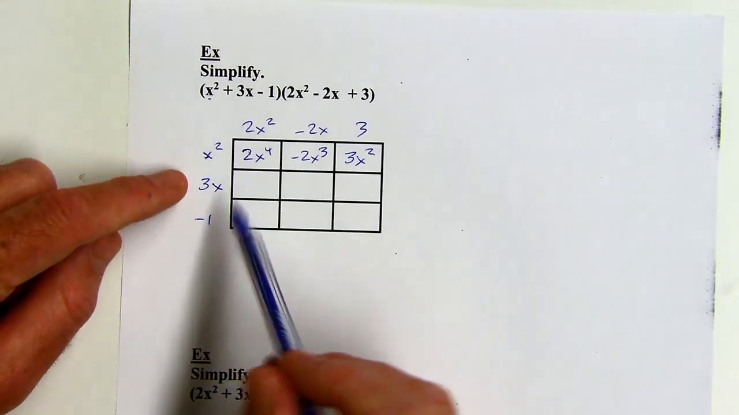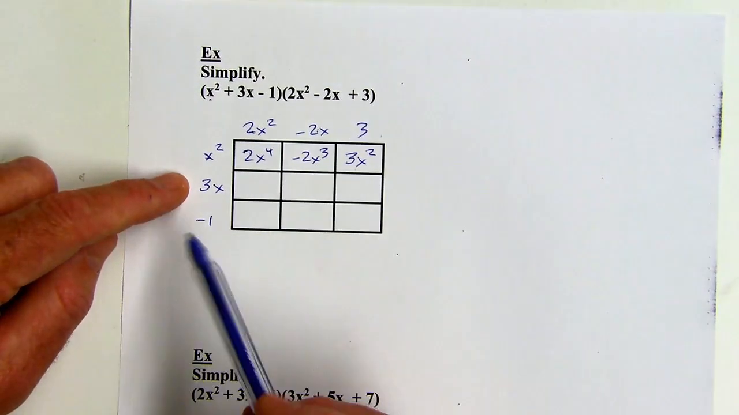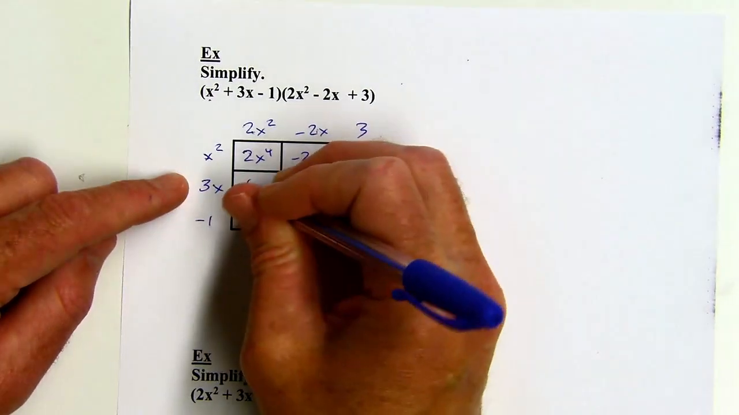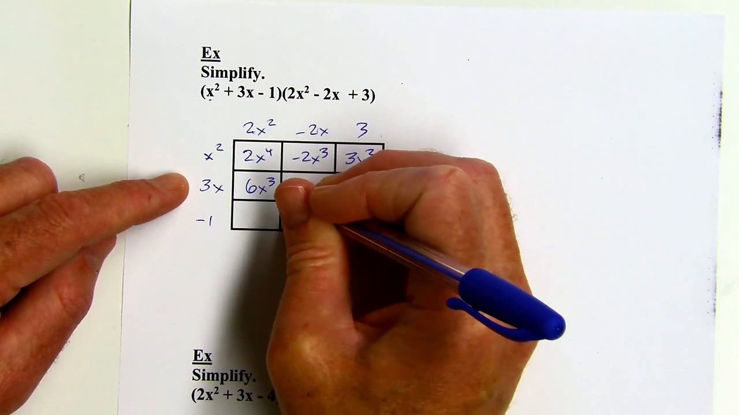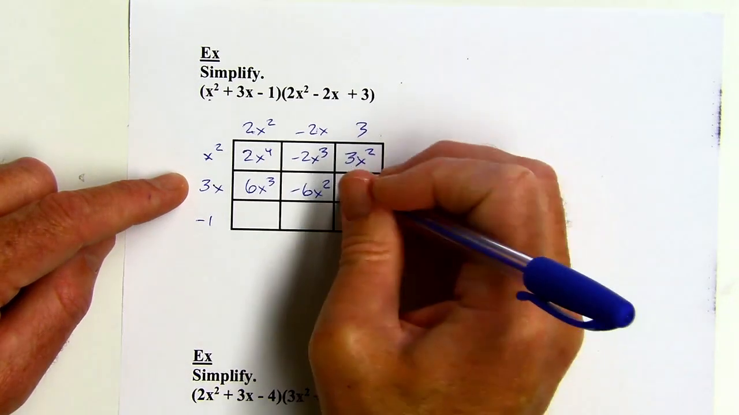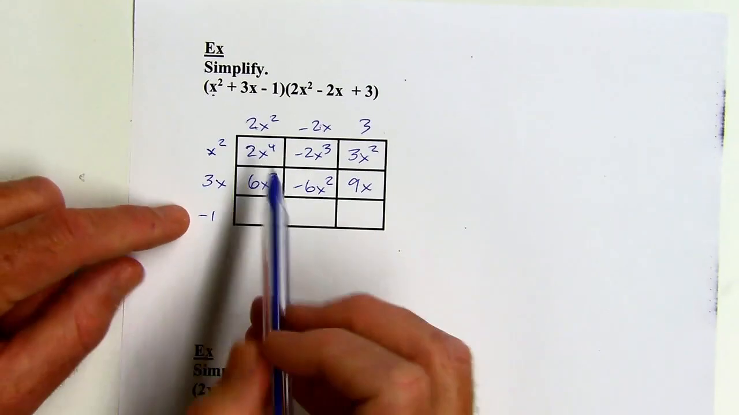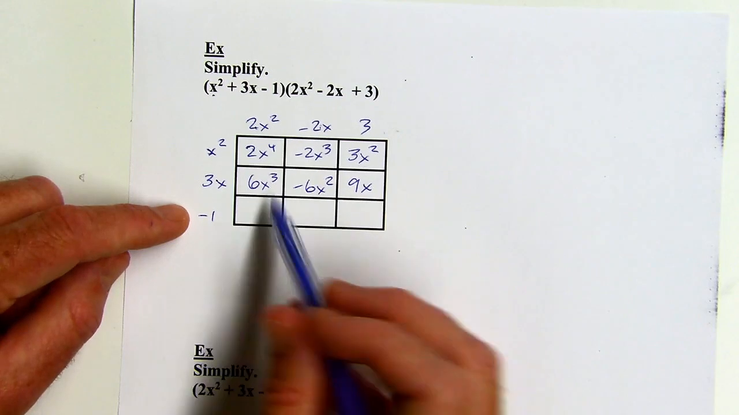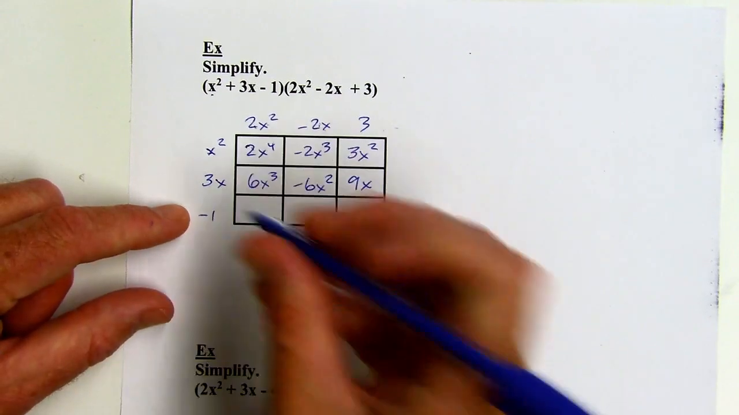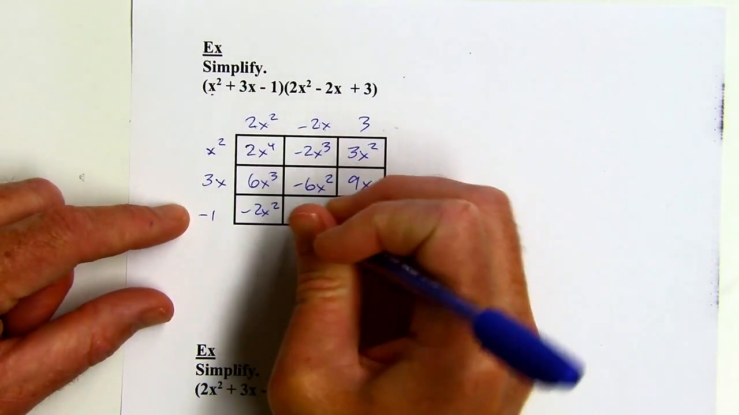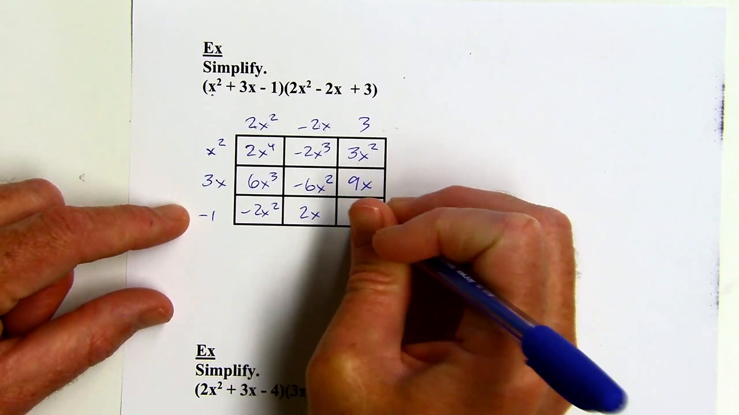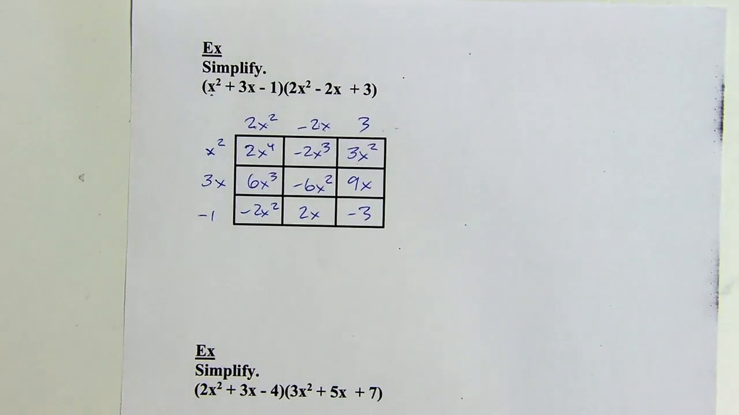Okay, and I keep following the same pattern. Now I'm going to multiply all of these by 3x. So this would be 6x to the third, negative 6x squared, and 9x. And then I'm multiplying everything by negative 1. So in this bottom column, it's just going to change the sign of those three terms when I multiply by negative 1. Okay. And now I'm going to add everything up.